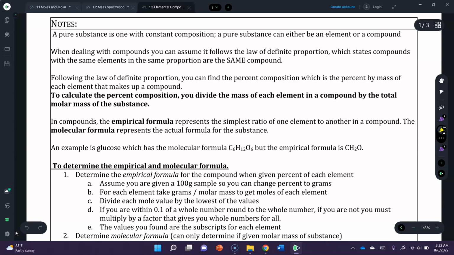let's look at these notes. So, a pure substance is one with constant composition. A pure substance can either be an element or a compound. That means that it's got the same look in the bottom of the container as throughout the whole thing. When dealing with compounds, you can assume it follows the law of definite proportions, which states that compounds with the same elements in the same proportions are the same compound. They aren't magically different.